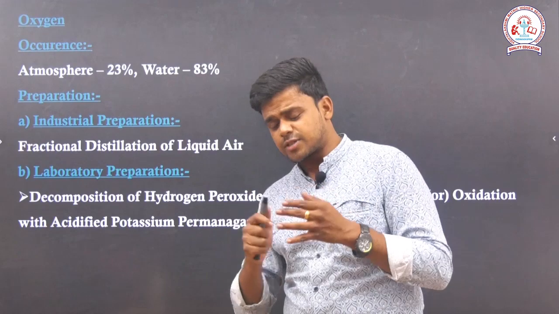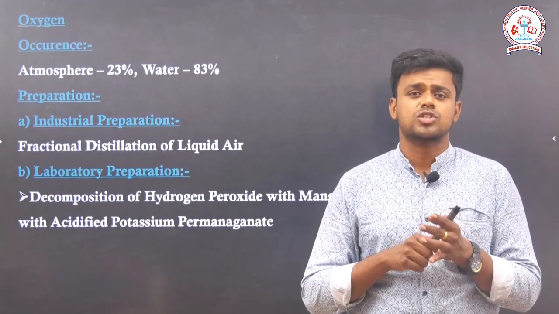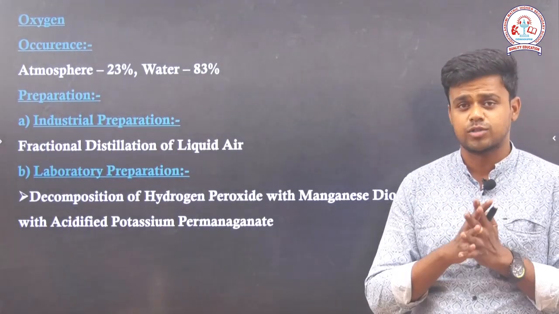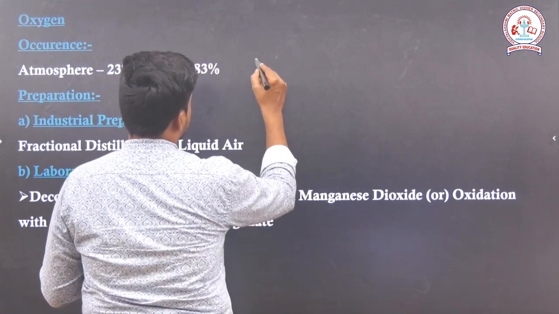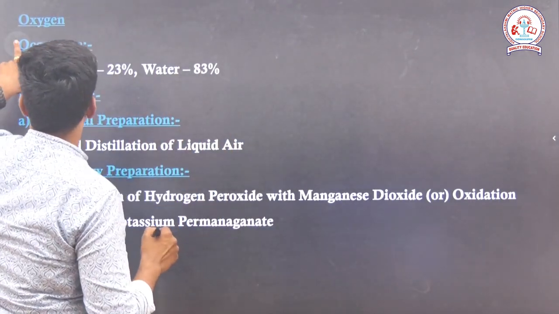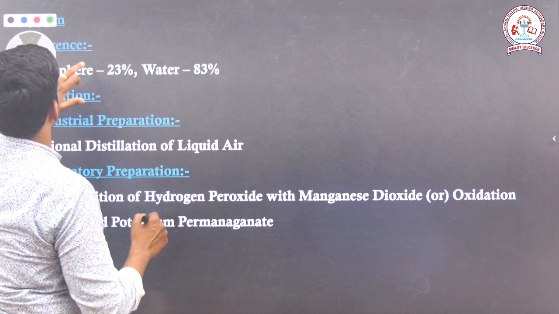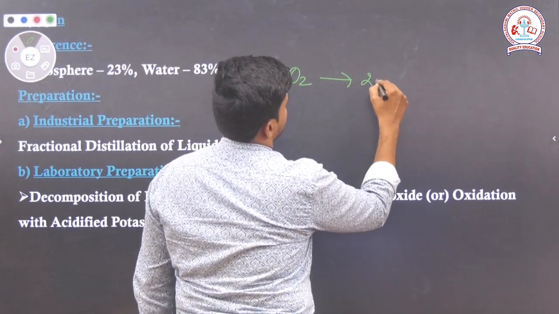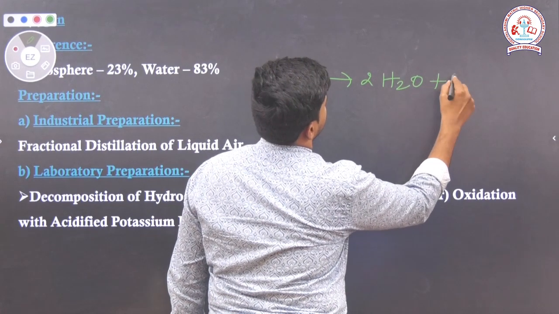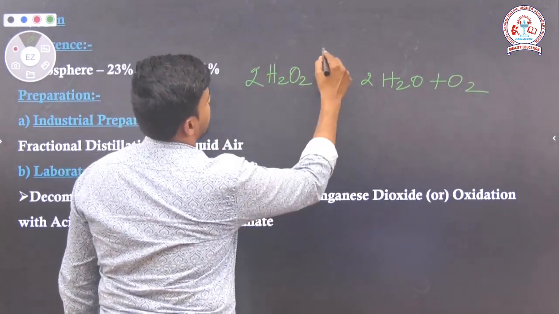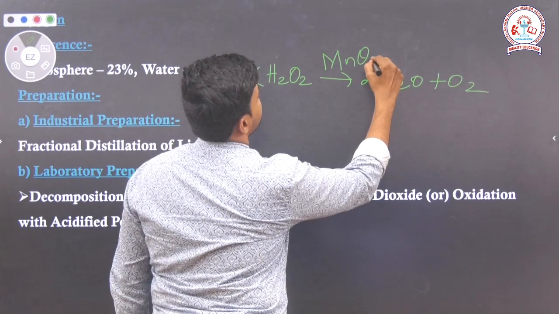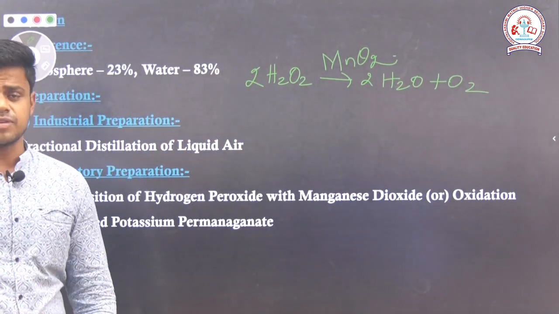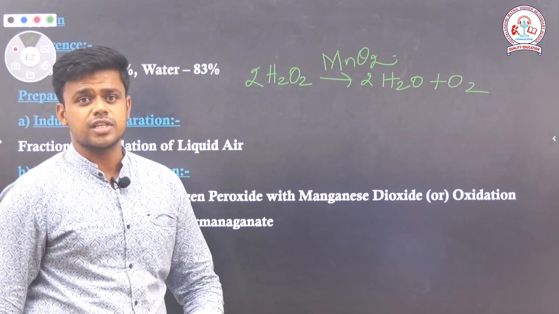Then, how is it prepared in the laboratory? It is prepared by the decomposition of hydrogen peroxide with the help of manganese dioxide, the very first method, which means hydrogen peroxide H2O2 will be decomposed to give H2O and O2. This will be catalyzed by manganese dioxide. So, this is the first method of preparation of oxygen in the laboratory.